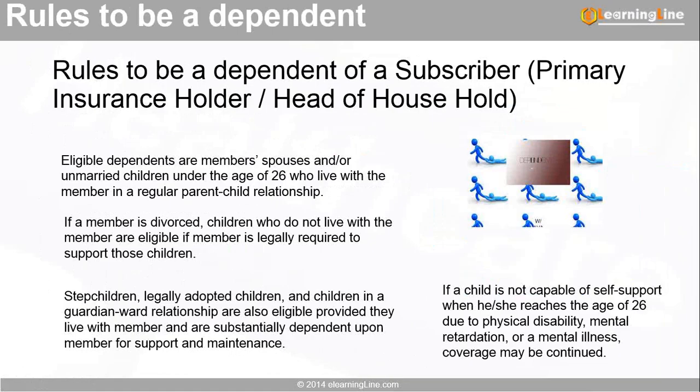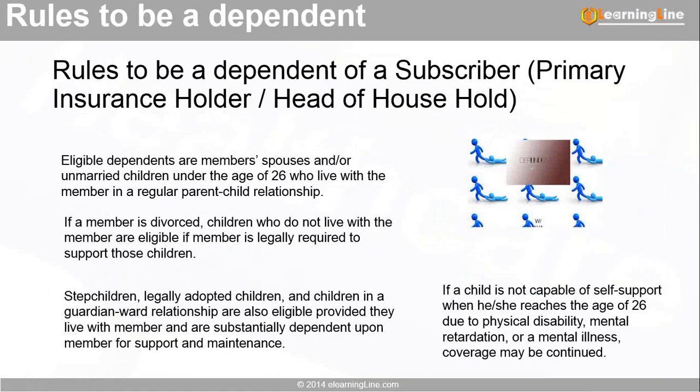Now the most common question is, what if the child is not living with the parent but is still dependent and staying in the dorms in the college? How does that work? In that case, if the child is under the age of 26 and still fully supported by the parent, if the member is divorced, children who do not live with the member are eligible if the member is legally required to support those children.